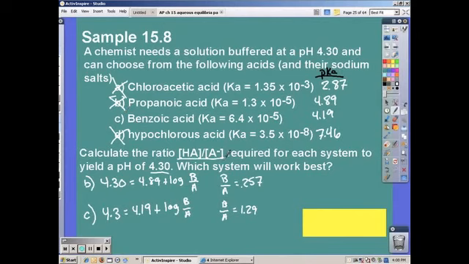But we want the ratio of acid to base. So we need to do the reciprocal, or 1 over 1.29, to get that ratio, which is 0.78. Make sure you know what that means. That's 0.78 molarity acid and 1 molarity base.